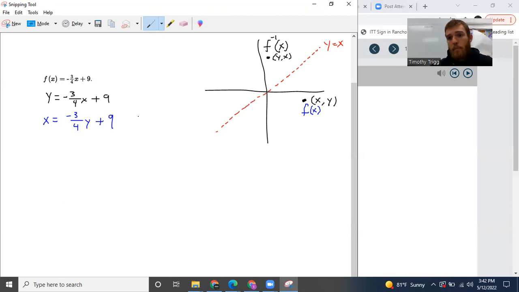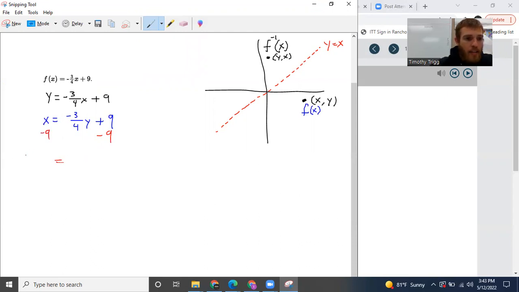Now from here, this is the main kind of before the work really, is just replacing f of x with y, then switching your x and y. Then from here, what we're going to do is simply solve for y. So our goal now is to solve for y. Well, what would I do first to solve for y? One thing we can go ahead and do is subtract 9 on both sides of the equation. Again, I'm trying to solve for y.